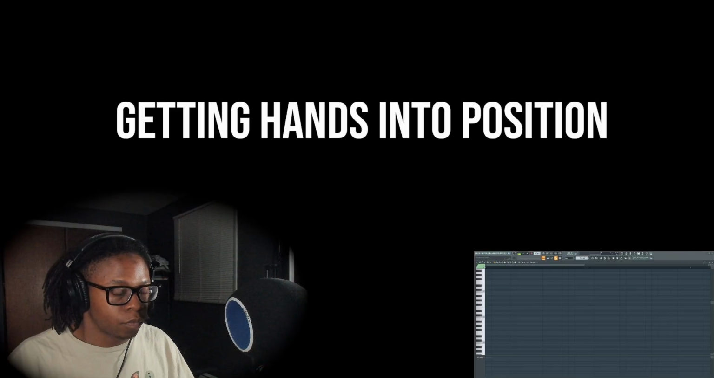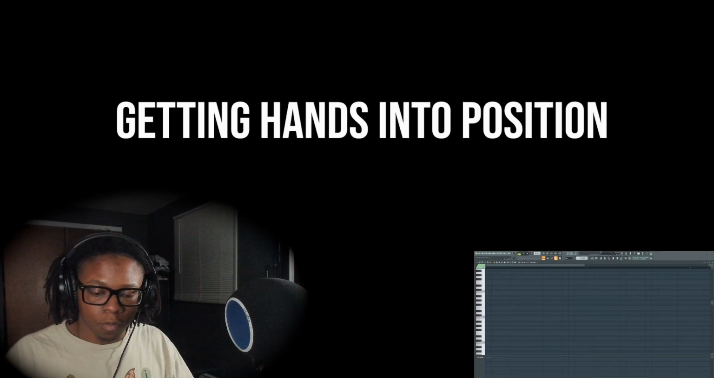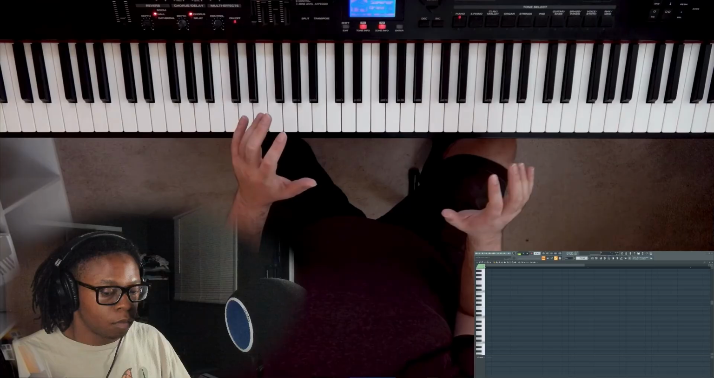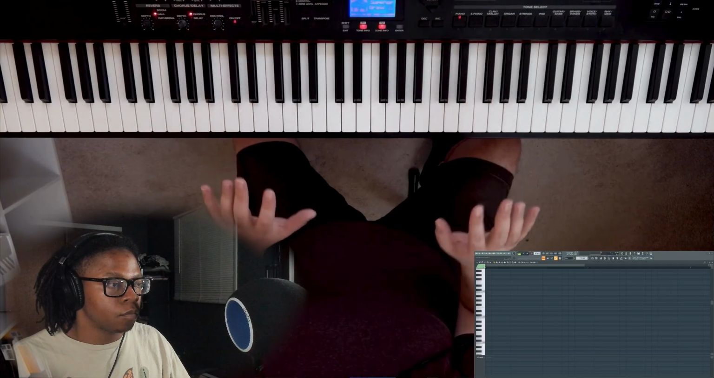It's critical that you understand this next section since it builds on what we just learned, and that is getting our hands in the appropriate position on the piano. Every song you play, you're going to have to get into a certain position. So let's talk about it. So the first position you're going to learn is called C position.